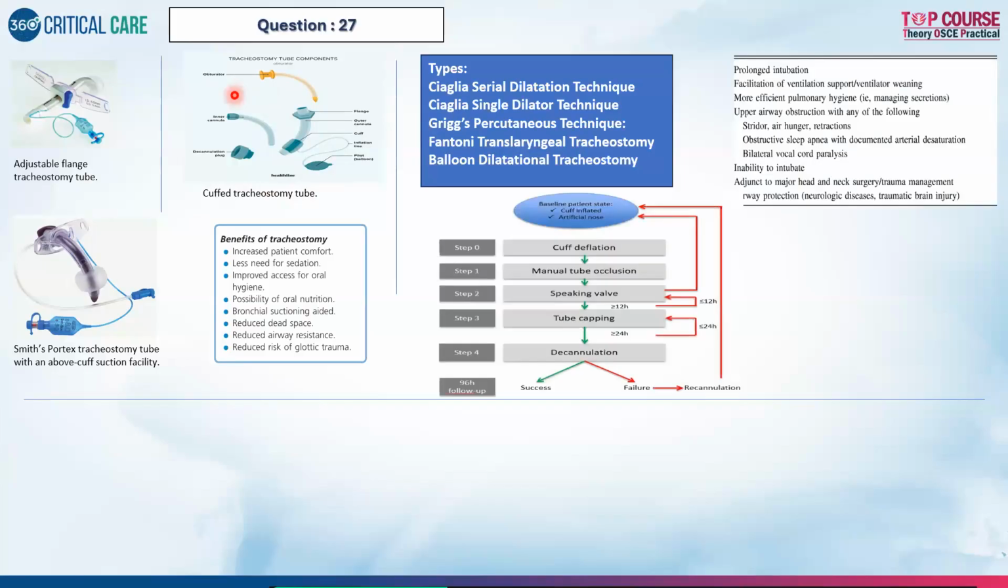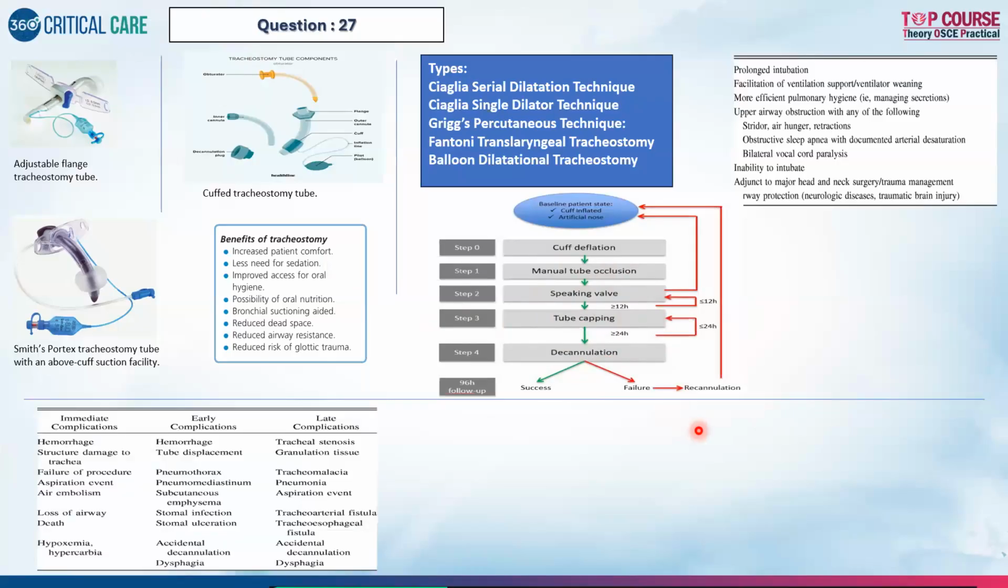So we might also be asked regarding the technique of decannulation and when the patient is decannulated. So we need to know the technique of decannulation of the tracheostomy tube. Manual tube occlusion, a speaking valve might be used, for more than 12 hours. If it persists, then tube capping is done, followed by decannulation after more than 24 hours. It might be a success, it might be a failure, and one might need to go up with a recannulation as well.